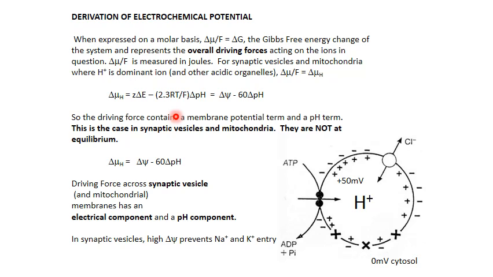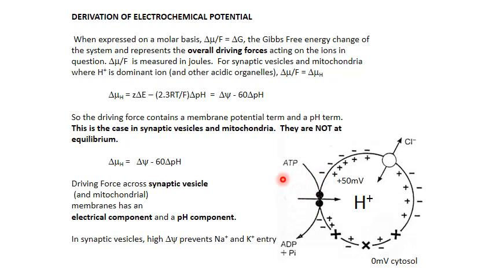So this driving force has two terms, an electrical term and a pH term. We are not at equilibrium, so they do not equal zero. There is some value to delta mu H. And one has to consider both of these driving force components when looking at the behavior of ions and molecules within the vesicles.